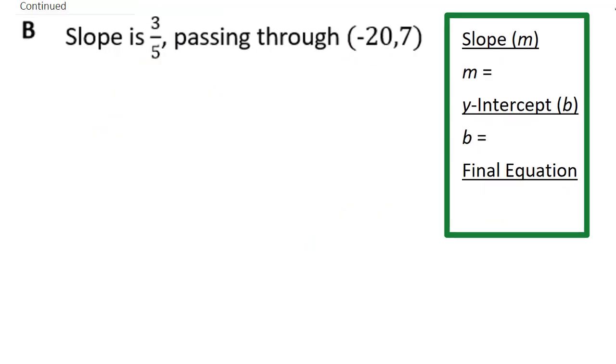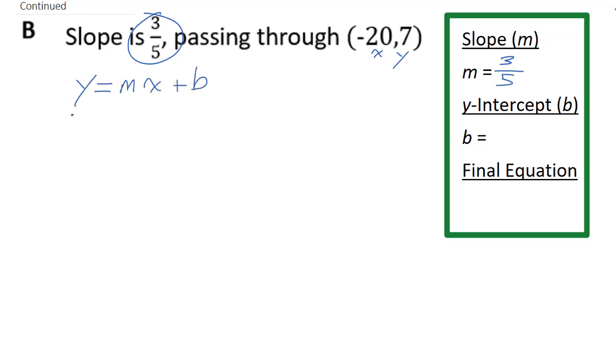Okay, in example B, notice it's the same scenario. We're given the slope and we're given a point. So right off the bat, we already know our slope is 3/5. They gave that to us. The only difference here is the slope's a fraction, right? So what are we going to do? We're going to sub in the slope, and we're going to place x and y in the equation y equals mx plus b with the point they gave us.